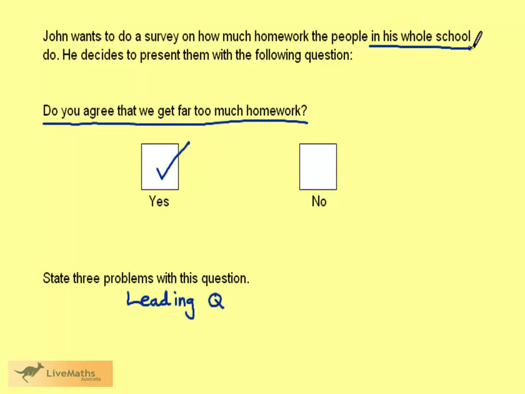Another problem is that it says in his whole school. We would expect the homework to vary during the years at school. Exam groups might well be expected to do more than non-exam groups. But here, there is no way of collecting the year group information.